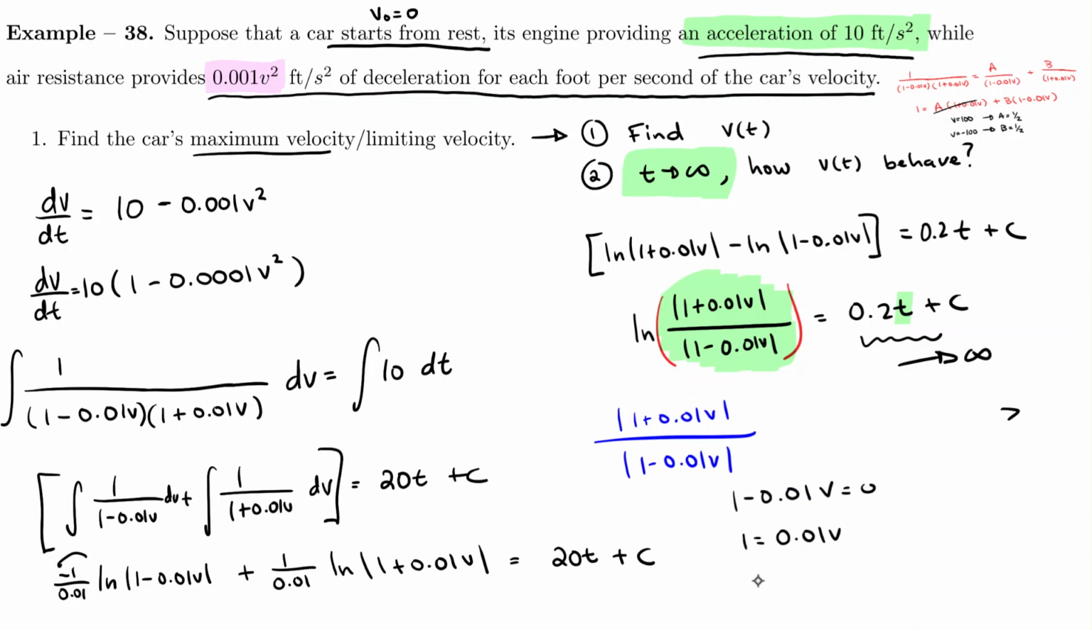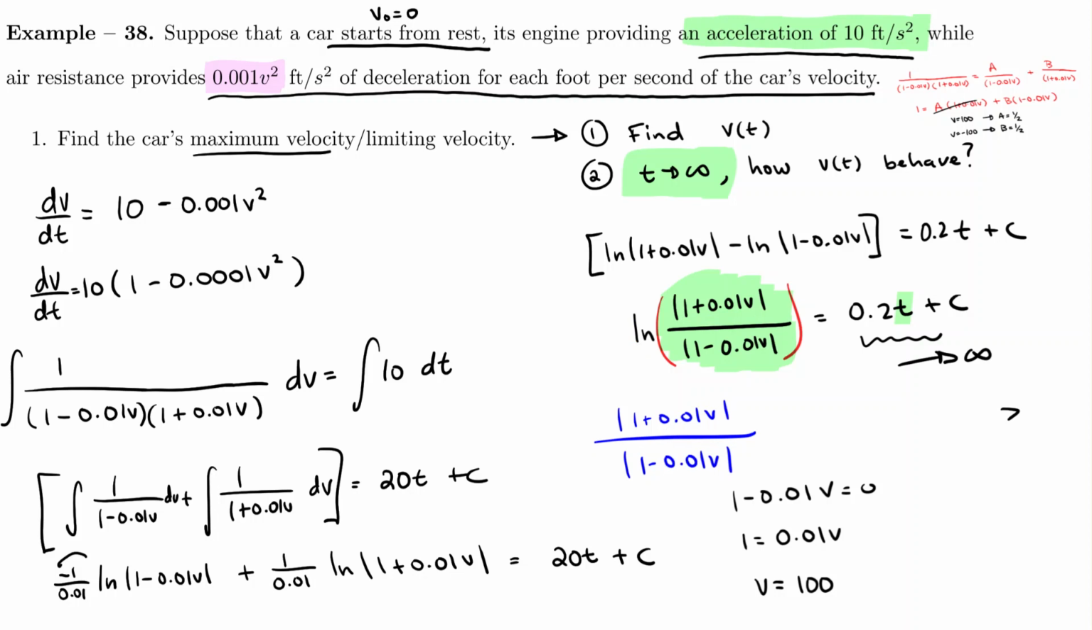Divide both sides by 0.01, and I believe we'll get v is 100. So this is telling us if v goes to 100, the denominator will go to 0. Now, if the top remains relatively fixed at this point, we can say that this fraction goes to infinity, and then natural log going to infinity as an input goes to infinity as an output.